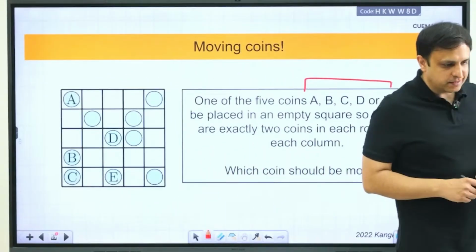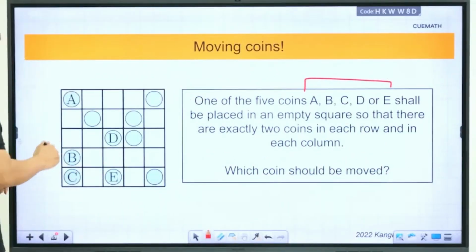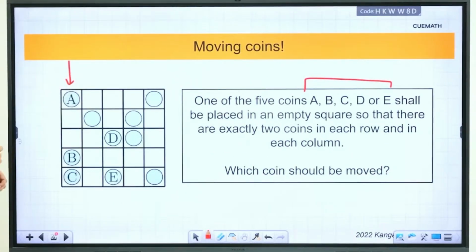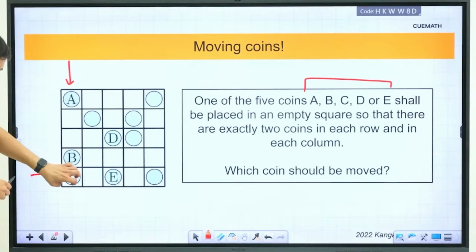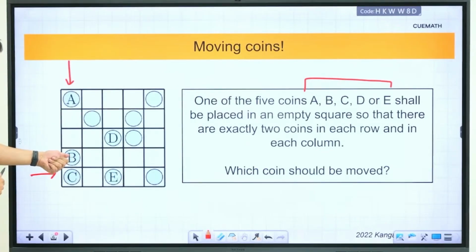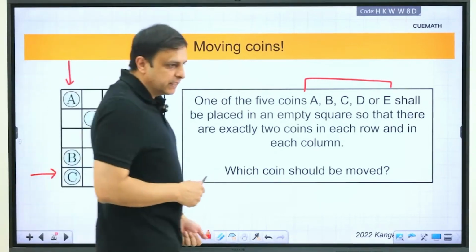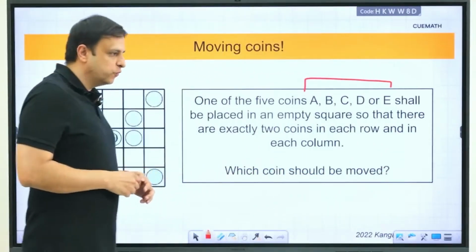I can see a lot of answers saying B. All right, let's see if B is the correct answer. If you look at this first column here, it has 3 coins, and if you look at this row here, that also has 3 coins, but you want 2 coins per row and 2 coins per column, and therefore you need to take out this coin C. Okay, if you take out B, where will you put B? I don't see any answers telling me where to move the coin.